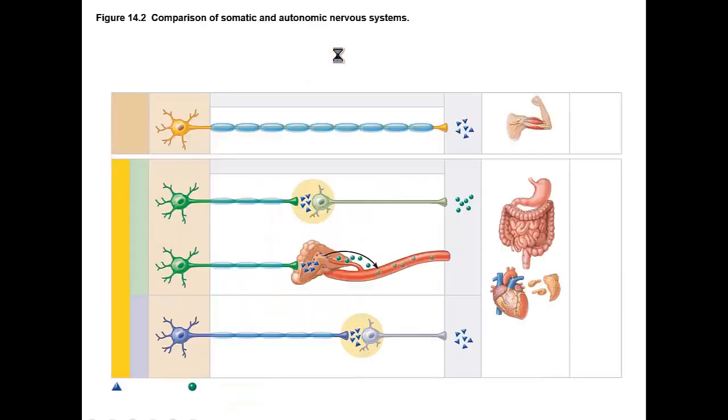Preganglionic neuron, there is no postganglionic neuron in this one. This is preganglionic neuron, postganglionic neuron. And this is just lower motor neuron. Okay, so we can say that both the pre- and the postganglionic neurons here are cholinergic. They both release acetylcholine.